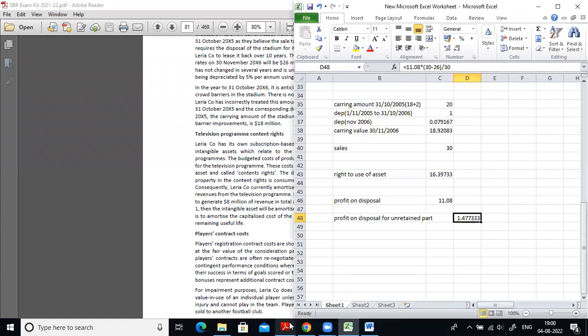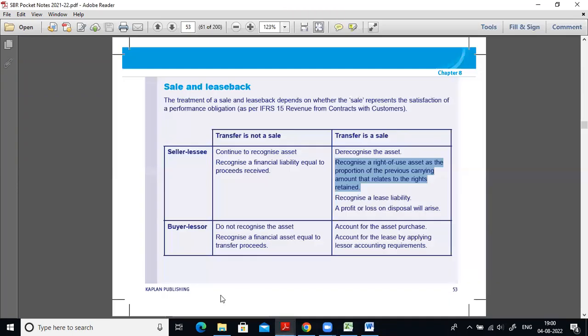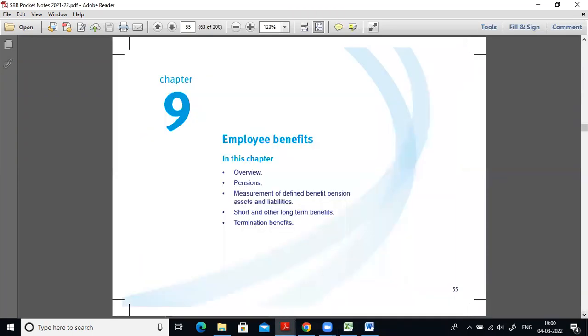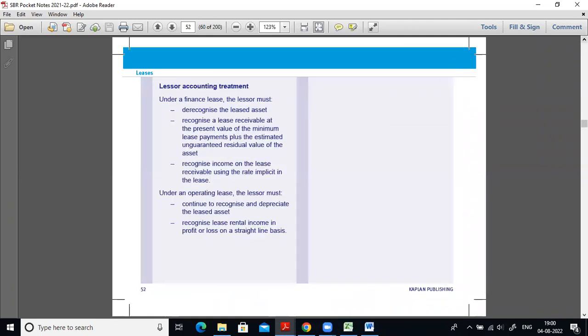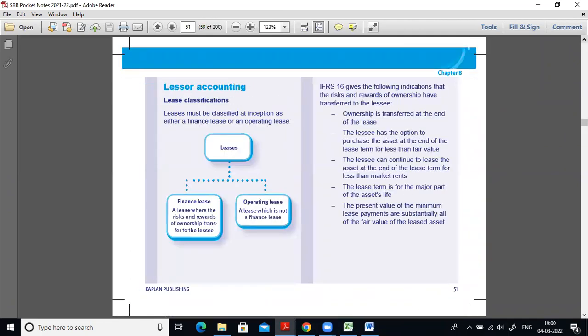Now the next one is on in the books of Lessor. So how we need to treat the financial statements in the books of Lessor. Now this is completely new to you. It is not there in your financial reporting. Books of Lessor accounting is not there.